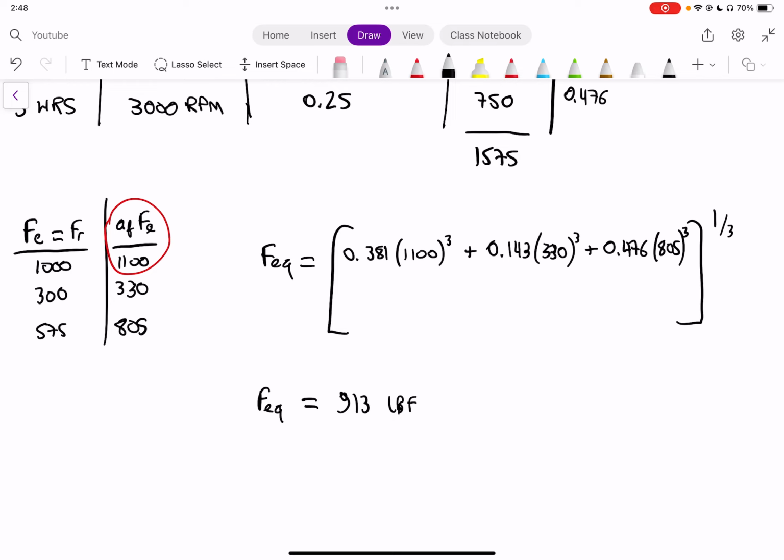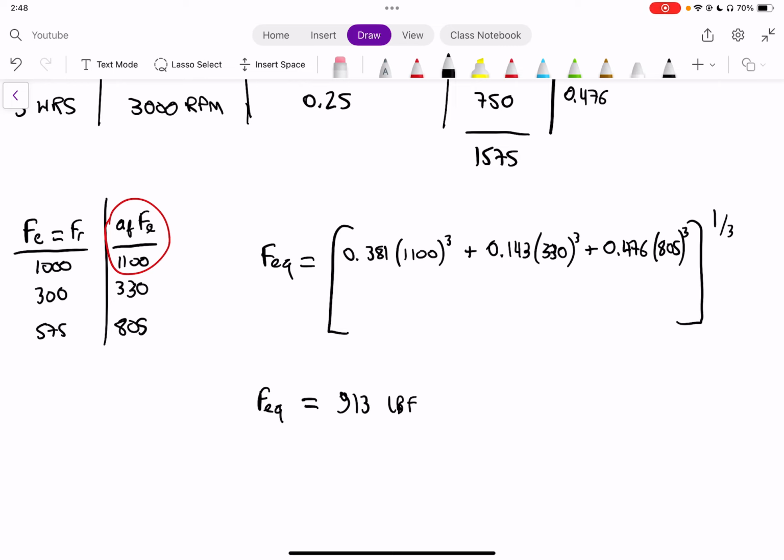Okay, so we see that overall we would need a bearing that can withstand 913 pound force in order to satisfy this rolling 12-hour schedule with different loadings. So hopefully this makes sense. There are also some study problems that you can do, and if you have any questions, obviously let me know.